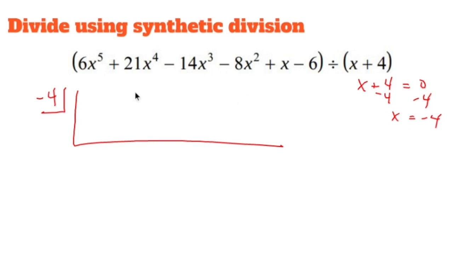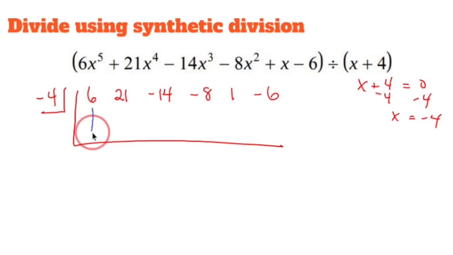What goes here are the coefficients to whatever it is that we're dividing our factor from. I said factor, I did it on purpose. If you're missing something in between, you throw in a 0, but it looks like we're not. So you just have 6 for x to the 5th, then 21 for x to the 4th, then negative 14 for x to the 3rd, negative 8, 1 for x, and then negative 6. Drew that out perfectly. Synthetic division.